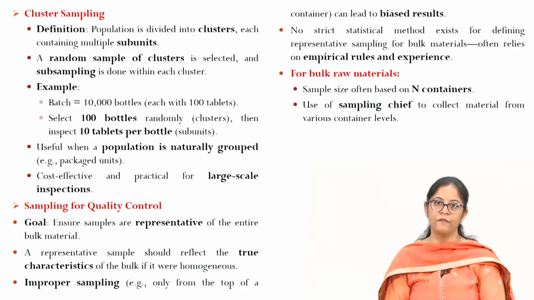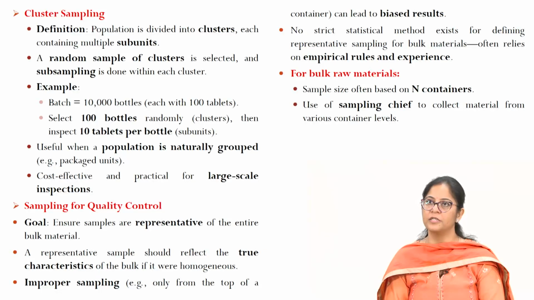Now, the goal of sampling is to ensure quality and complete representation of the entire bulk material. A representative sample should thus reflect the true characteristics of the bulk if it were homogeneous. Improper sampling only from the top or bottom of a container can lead to biased results. No strict sampling methods are prescribed, nor do they exist. These often rely on empirical rules and experience.